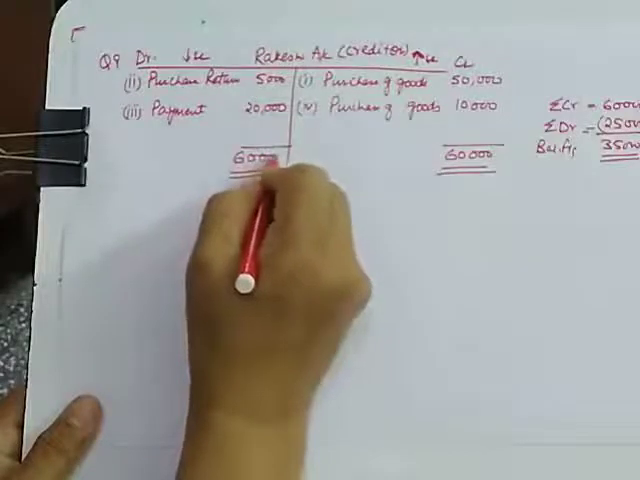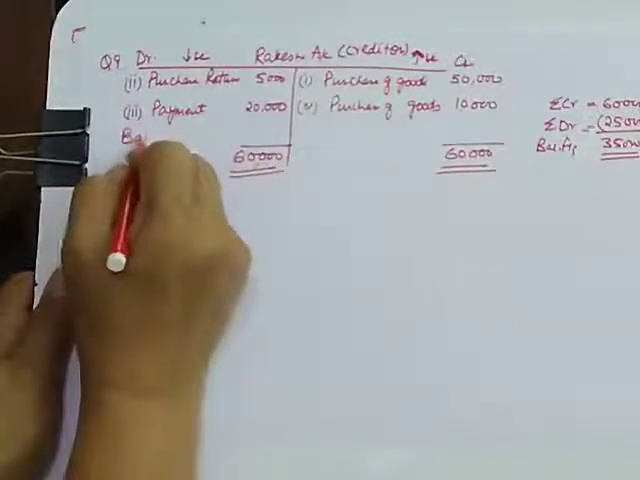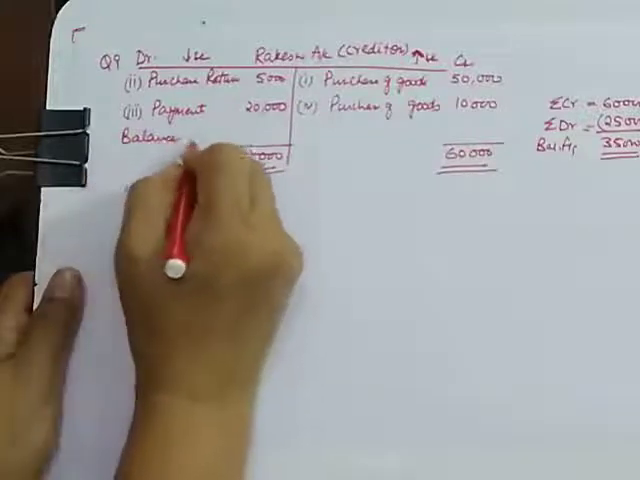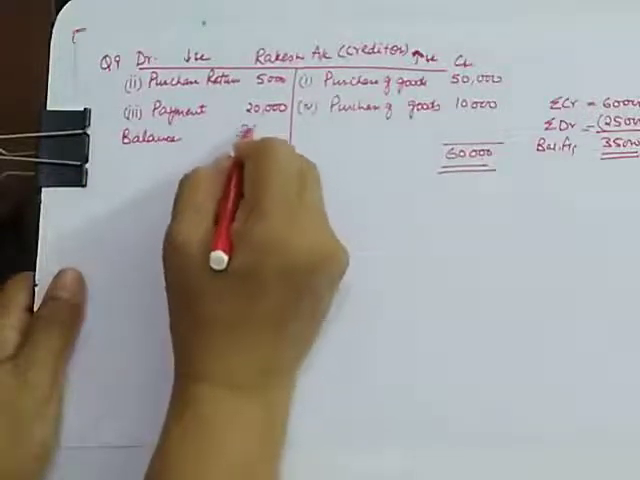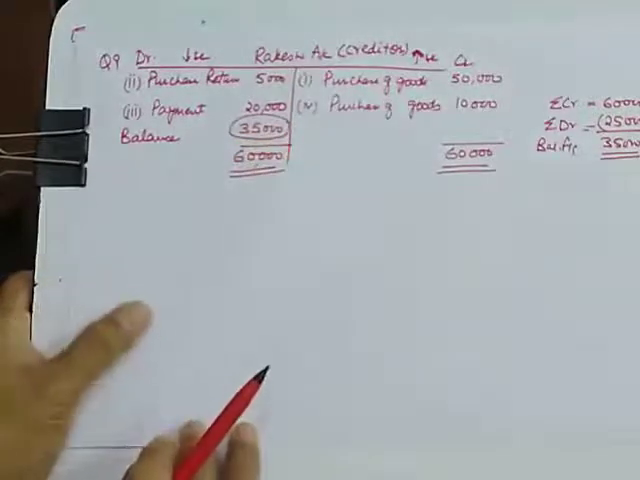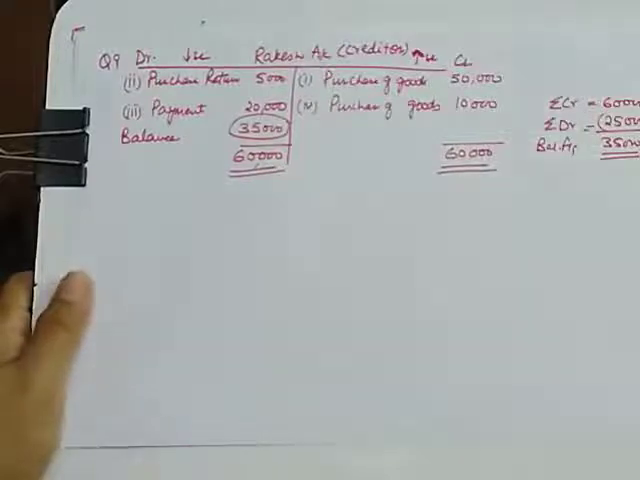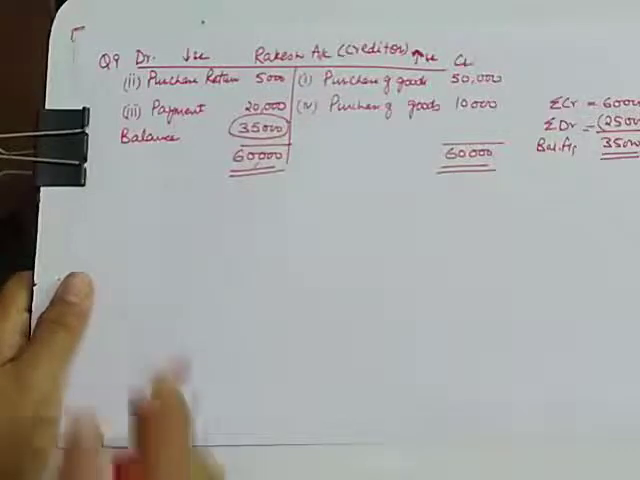So 60 will be written on both the sides, but on the lower side we need to write the balance amount. Balance is 35,000. So this is how we calculate the balance. So this way you can try other numericals. Question number 10, 11, 12 and 13.